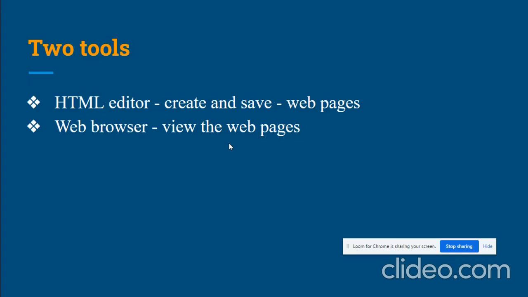So next one is we need a web browser. First one is HTML editor. Second one is web browser. Why do you need a web browser? To view the web page you have created. First you have to create and save a web page. Then you have to view the web page. You have to see how the web page looks like. Okay, so we need a HTML editor and then we need a web browser.